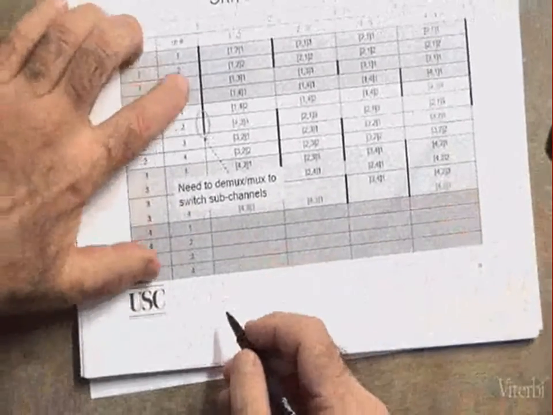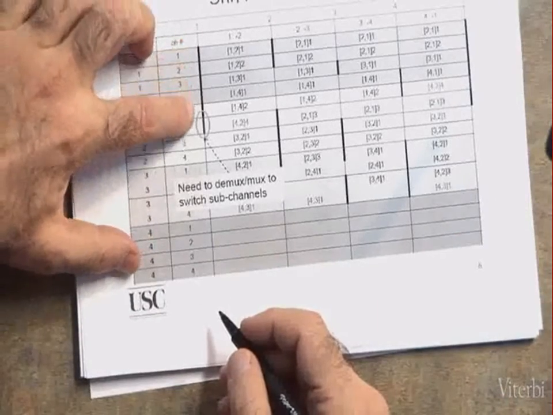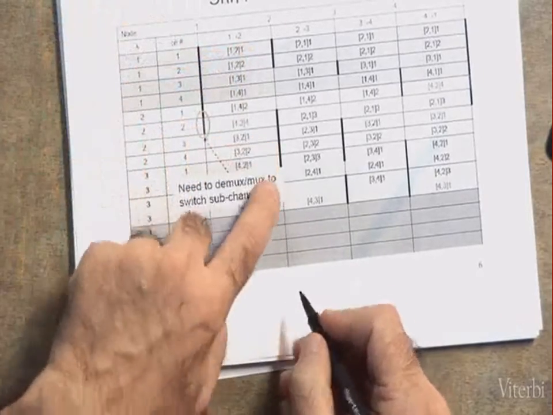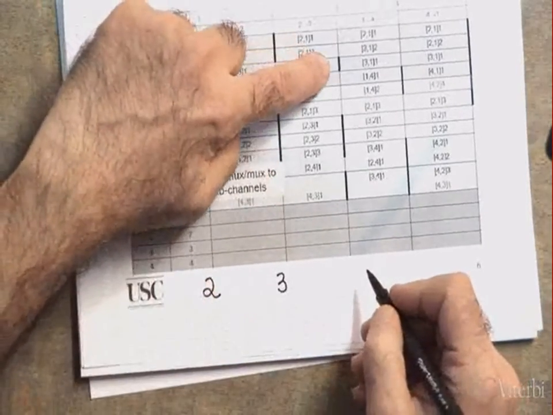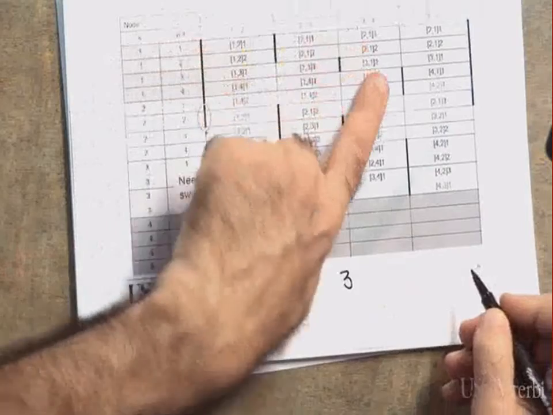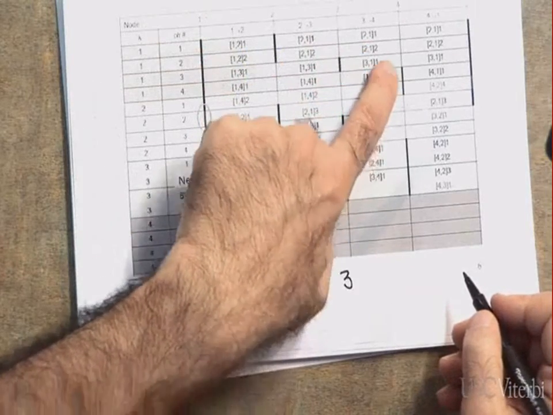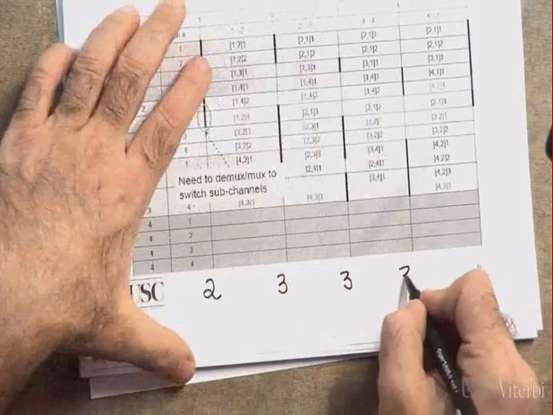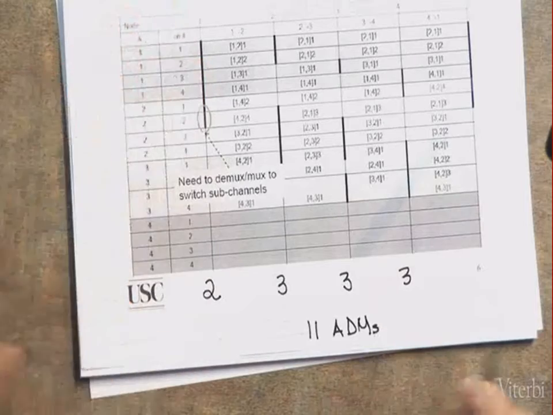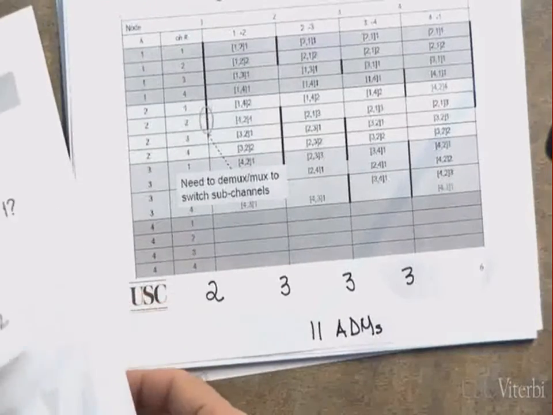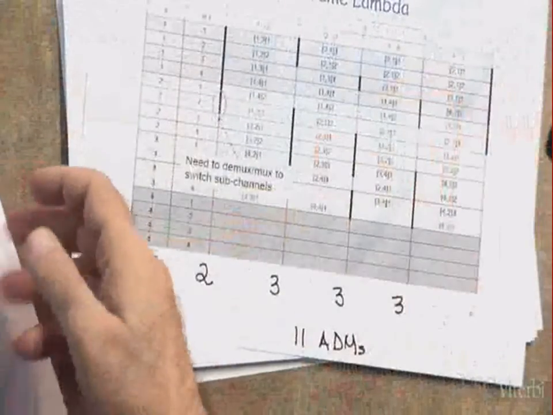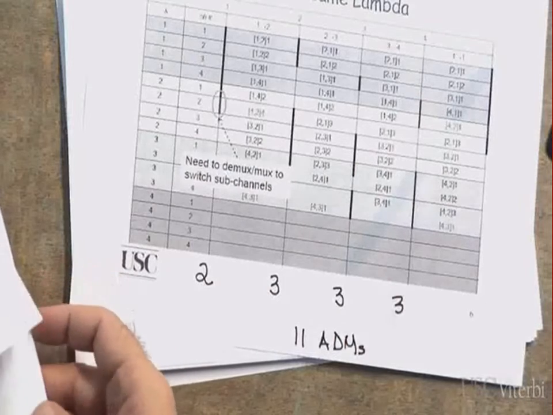How many add-drop mux do I have? Here, I have 1, and this is what? 2. 1, 2, 3. For a total of how many? 11. As compared to who? As compared? How many was? Huh? How much? 14? 13. But where is the chart?